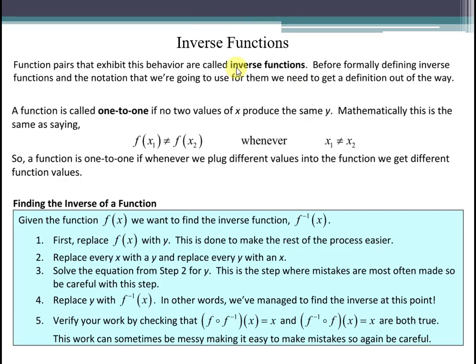Let's give firstly one-to-one functions. A function is called one-to-one if no two values of x produce the same y. Mathematically, f of x1 is not equal to f of x2 whenever x1 is not equal to x2. So, a function is one-to-one if whenever we put in different values into the function, we get different function values.